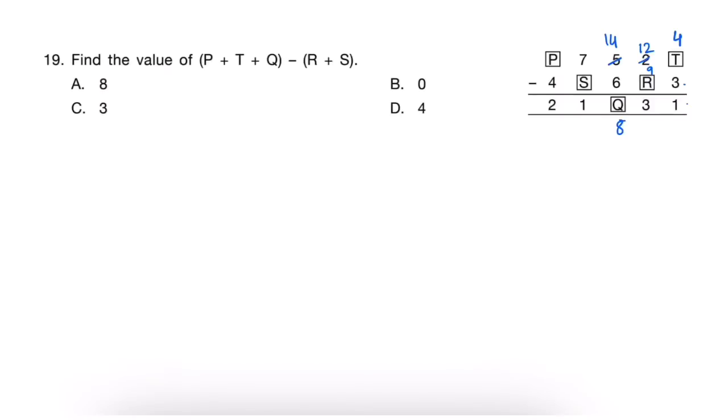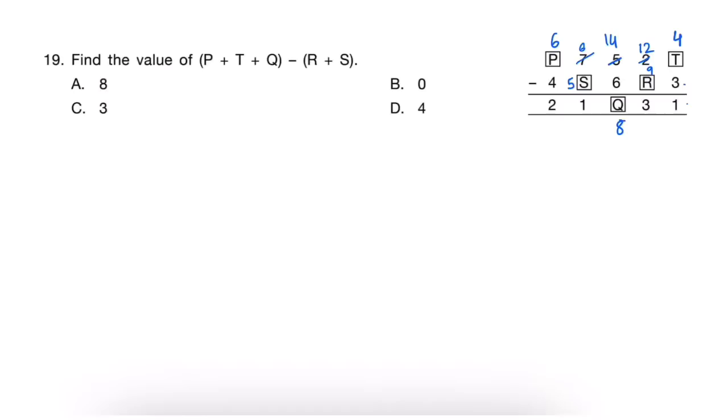Now what will we subtract from 6? Because we carry forwarded 1 here, so it will become 6. So what will we subtract from 6 to get 1? We'll subtract 5. So value of S is 5. Now what is the value of P? From what number we will subtract 4 to get 2? 4 plus 2, that is 6. So value of P is 6.